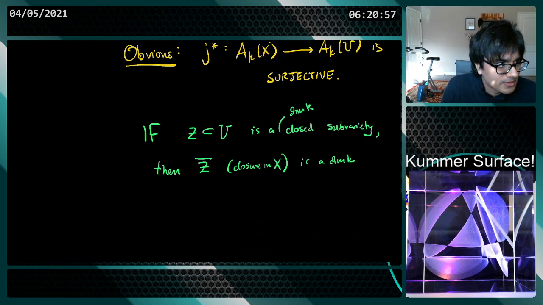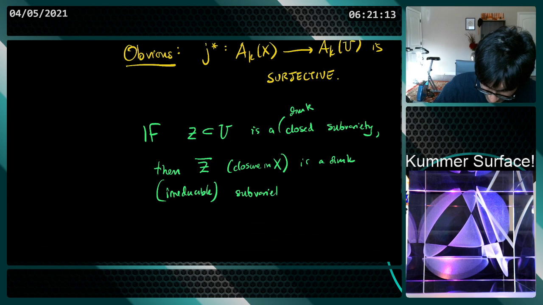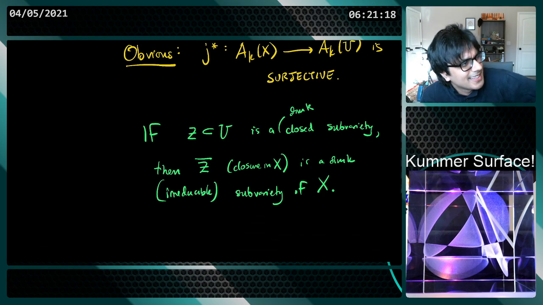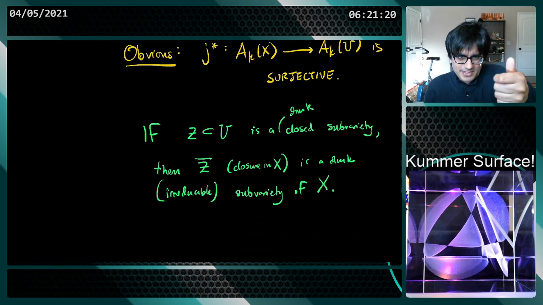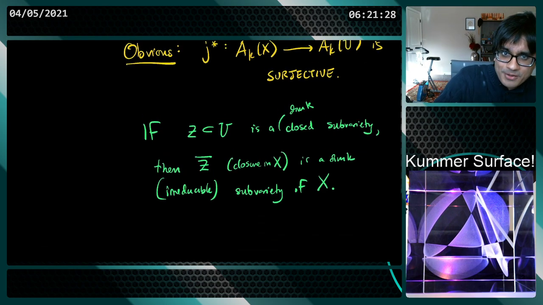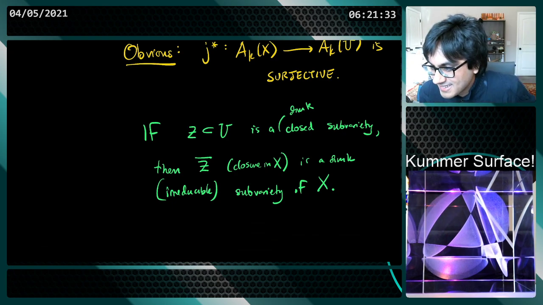It's still irreducible because it's the closure of an irreducible. It's a dimension K irreducible subvariety of X. And then you just take that, that's your lift, if you'd like. You lift the basis elements. So that one's surjective. That one's for sure. Okay, great.